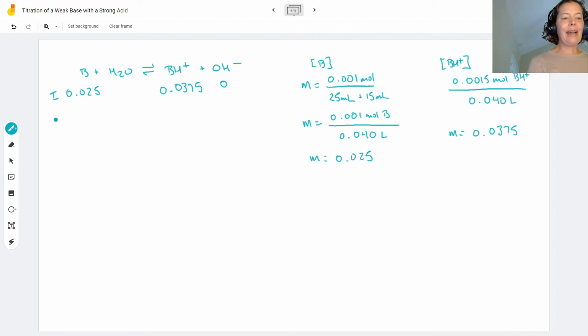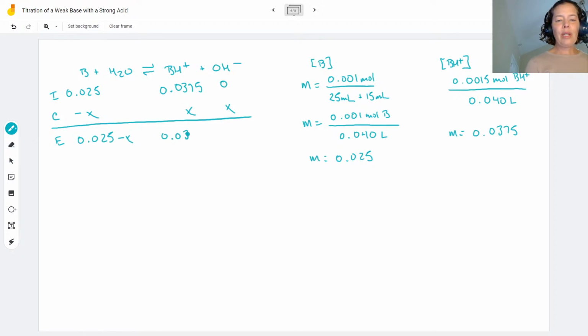And of course I don't have any hydroxide yet. Sorry, this is I, so C becomes minus X, plus X, plus X. Again, you know that your equilibrium is going to shift to the right because right now you have no hydroxide. That is going to push the equilibrium to the right to form at least a little bit of hydroxide. And let's get our equilibrium concentrations. 0.025 minus X, 0.0375 plus X, and of course our hydroxide is just X.